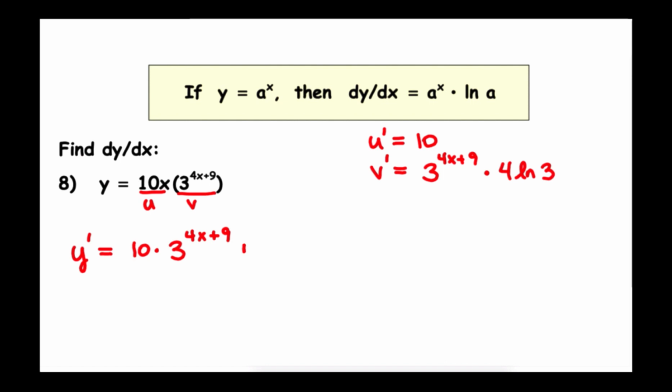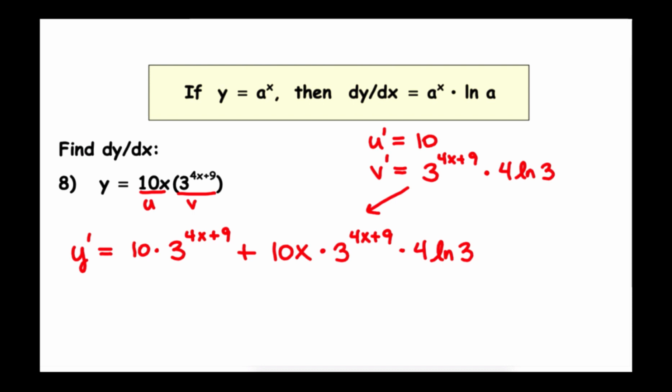Okay, u prime v plus u v prime, which is this stuff coming down. Okay, all the calculus is finished. That was in red. But obviously that is not a finished product as far as my answer. So I'm going to switch over to blue and I'm going to do the algebra.